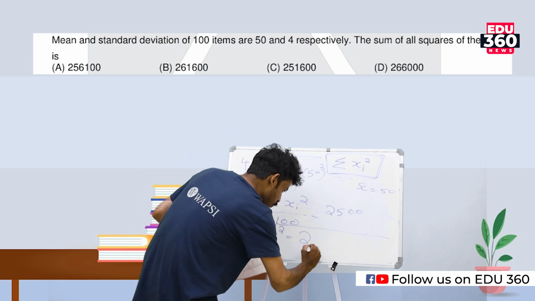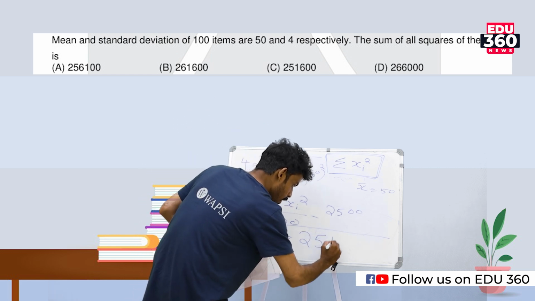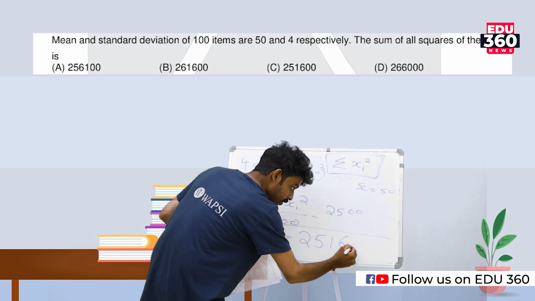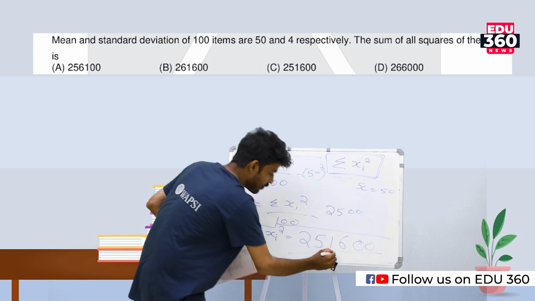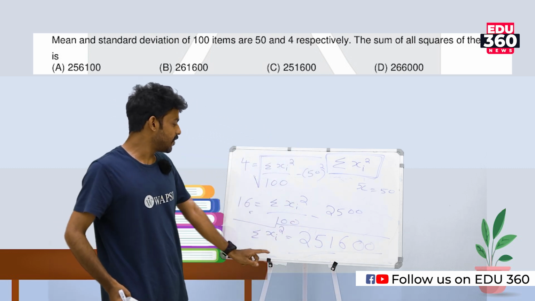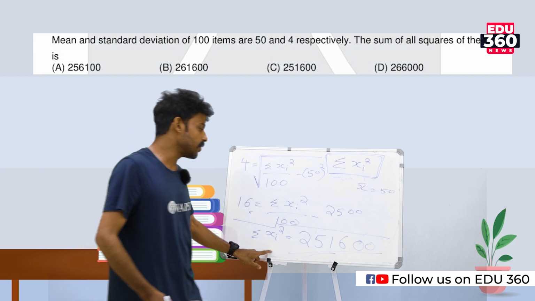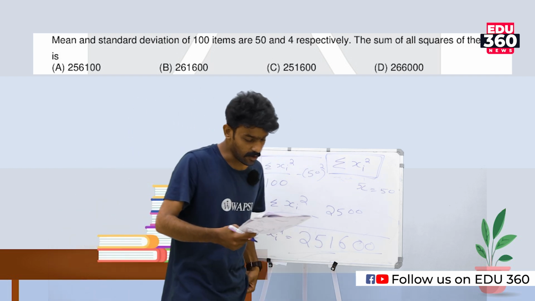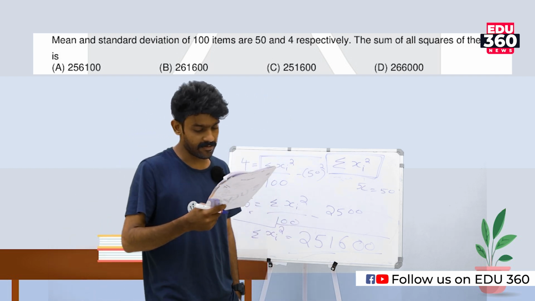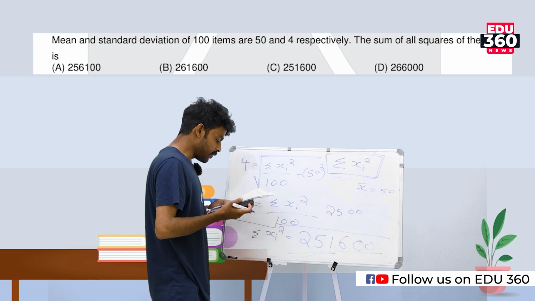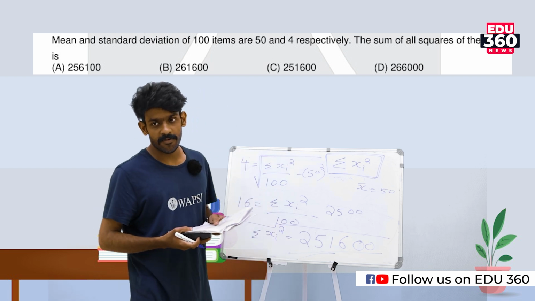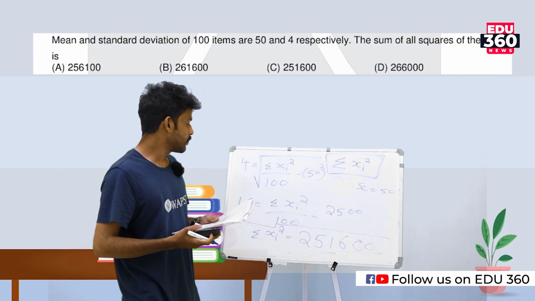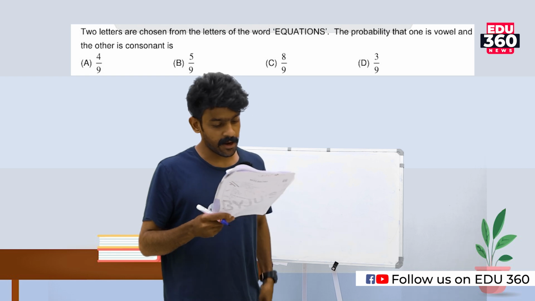On rearranging, we will get an answer like sigma of xi square is equal to 251600. So this is the final answer. So here for this question, option C is the correct answer. So we can move on to the second question.